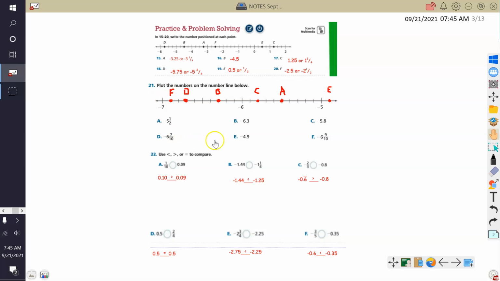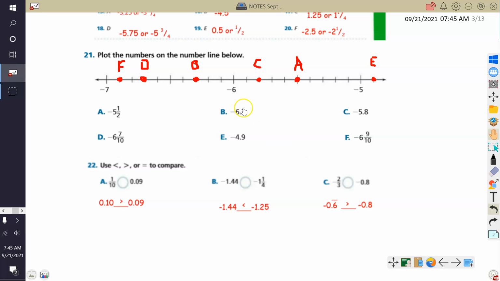When I am looking at these, I want to look at number 21 right here and go over some of the difficult areas that we see. If I pick some of these out, like B, negative 6.3, I know 0 is going to be somewhere way down here, right? And as I count this way, when I get past negative 5, I have to know what am I counting by. And there's 10 jumps, so each of these are tenths. So this is negative 5.1, negative 5.2, negative 5.3, negative 5.4, negative 5.5. That's A, negative 5.5, and so on.